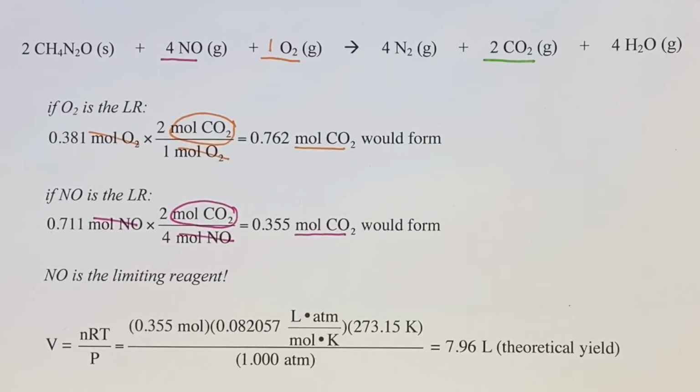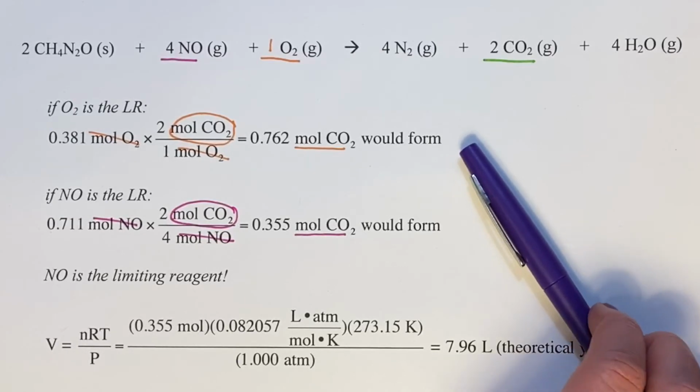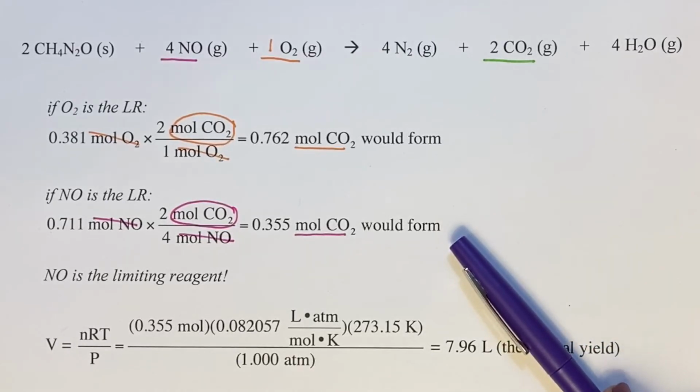So remember that at this point in my stoichiometry problem, I know 3 things. I know my limiting reagent, I know my reagent in excess, and I also know my theoretical yield. As I compare the values that I just calculated, this 0.762 moles of carbon dioxide tells me that if all of my oxygen is consumed, this is the maximum amount of carbon dioxide I can make. I can make anything less than that, but nothing more. For nitrogen monoxide, if all of my nitrogen monoxide is consumed and converted to product, this is the amount of carbon dioxide that I can make. I can make anything less than that, but nothing more.